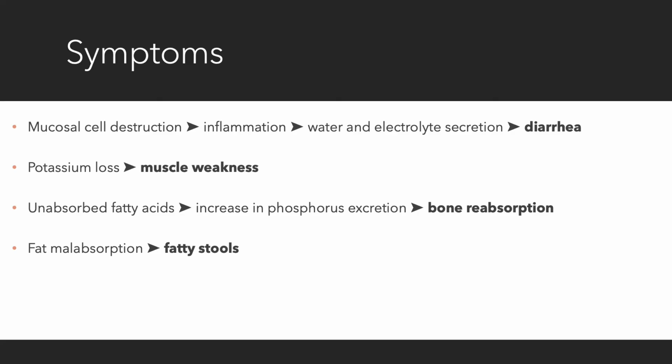The symptoms. So the destruction of mucosal cells causes inflammation, and water and electrolytes are secreted, then leading to the patient to have watery diarrhea. Potassium loss leads to muscle weakness. Unabsorbed fatty acids combine with calcium, and secondary hypoparathyroidism increases phosphorus excretion, which results in bone reabsorption. And fat malabsorption in the jejunum is the major cause of steatorrhea, also known as fatty stools.